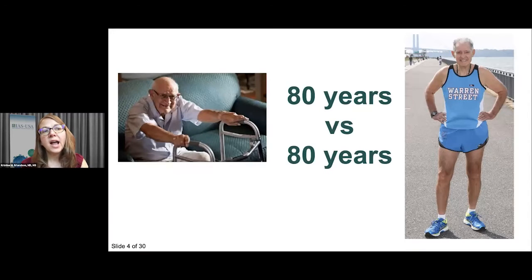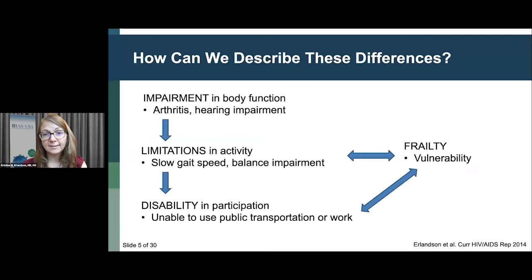So to start, I want to ask you to compare these two hypothetical men that are in their 80s. The one on the left uses a walker, has significant comorbidity burden, and lives in an assisted living facility. The man on the right is still working full-time, running a busy clinic or a lab, and probably running some marathons. So what is so different between these two men of the same age? These concepts of physical function and frailty can help us to conceptualize some of these differences and think about how our treatment and our care plans might differ.